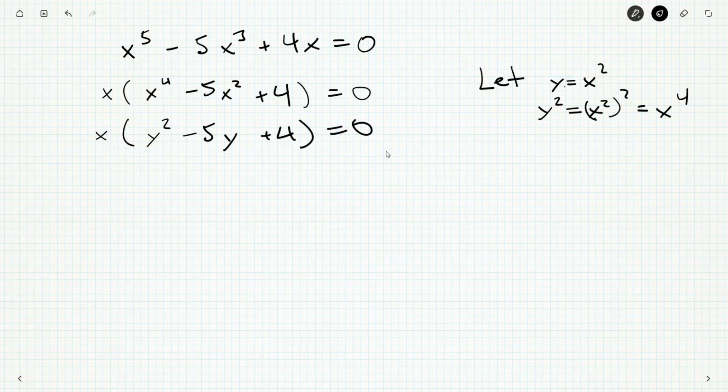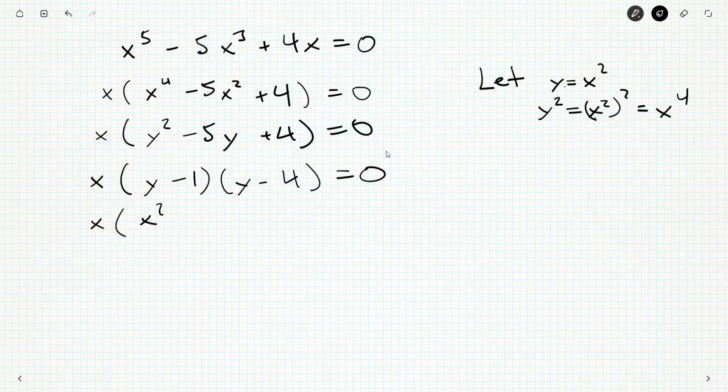But now we just have a quadratic. And you can use the quadratic formula if you want, or you can factor this. It's not so bad to factor. -1 times -4. Okay. So now I can bring the x squared back in. Because remember, we want to solve this all in terms of x.